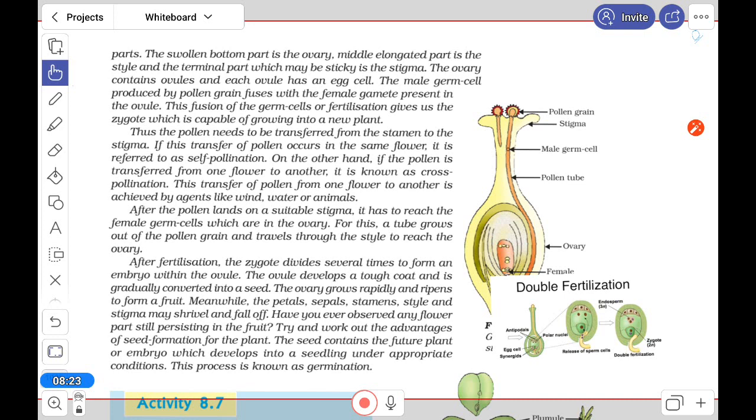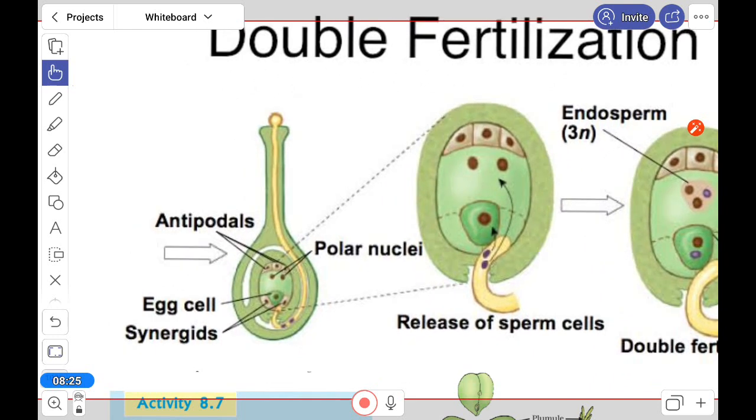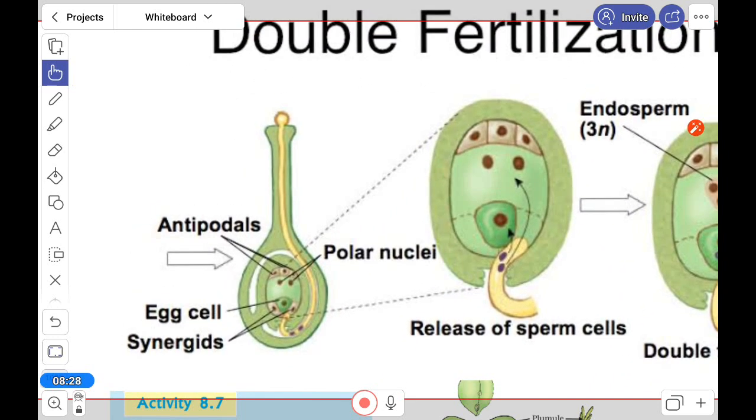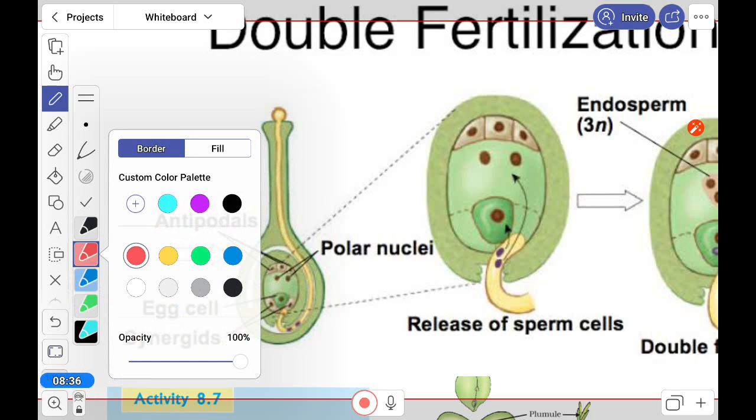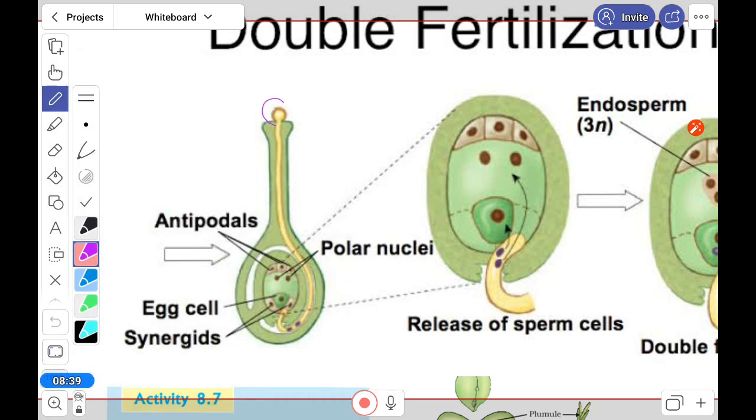So let's see this part. Look at here. Here it is a pollen. This is the pollen. Pollen will drop over the stigma. This is the stigma part, and after that it will germinate and form a long tube-like structure, which is called the pollen tube. Okay, pollen tube.